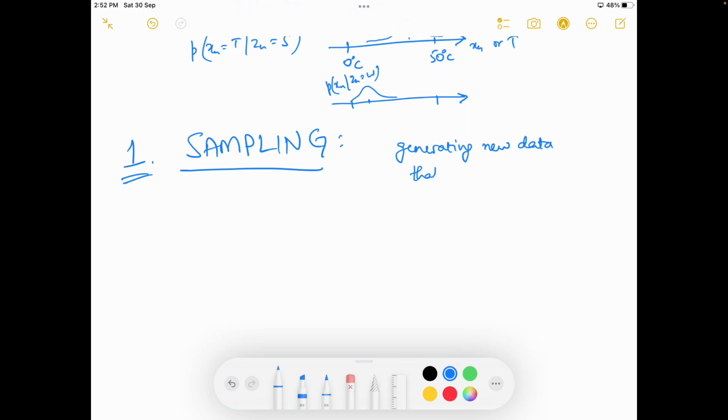That follows the PDF, the joint PDF which we have seen. So generating new data that follows the given PDF means the HMM. HMM is a model for the PDF, right? HMM represents a PDF.